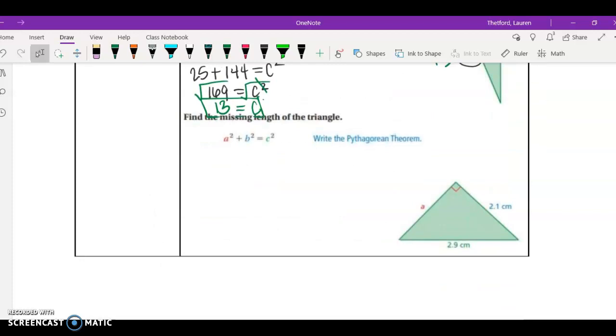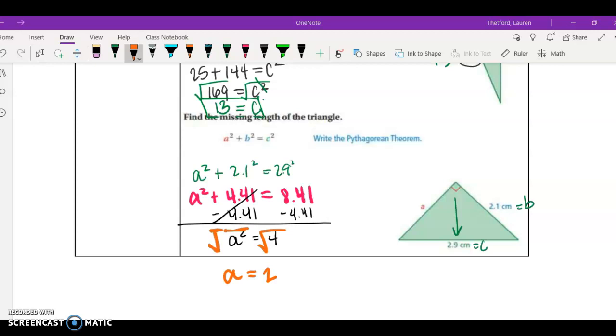So I'm going to have you try this one on your own and then check your answers with mine. All right, so you plug in your A, B, and C. And so we have A squared plus 2.1 squared equals 2.9 squared. And then I squared both of those, so I did that number times itself, and that gives you 4.41 and 8.41. Before we can solve for A, we need to get A alone, so we're going to subtract 4.41 from both sides, and we get A squared equals 4. And then to figure out what just A equals, we take the square root and that cancels these two out.